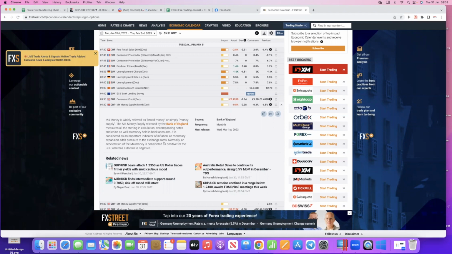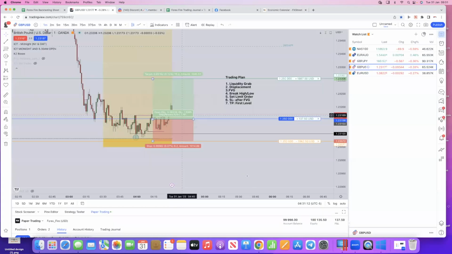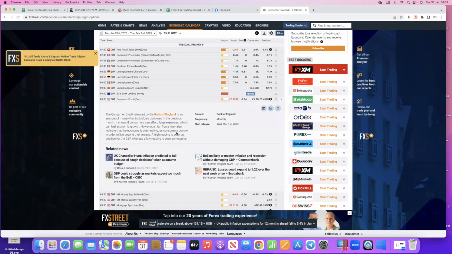It is considered an important indicator of inflation as monetary expansion adds pressure to the exchange rates. Again, if we could go back onto this, it's starting to come down now. I don't want to close the trade out because I want to factor this on a 1 to 2 return, to be fair. We'll go back on that economic news a minute. Consumer credit. High figure may also indicate the economy's overheating, borrowing beyond their means. High reading is seen as a positive.